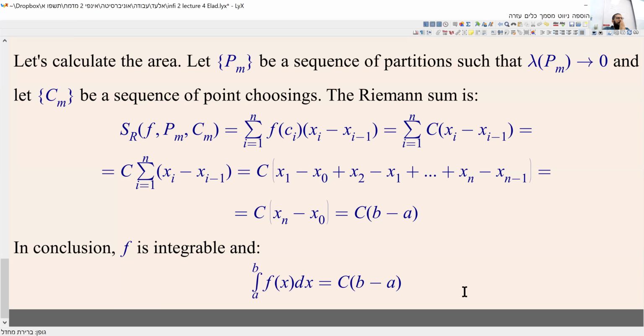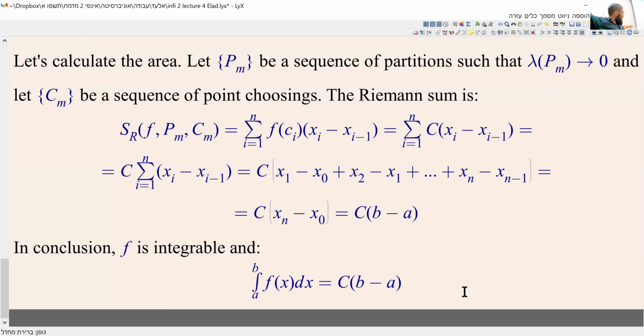So, I want to emphasize it. It's not two different things, but let's say two levels. First of all, f is integrable, and then it's not just integrable, we can say what the integral is. Now, most of the time we do both of the things in one shot.